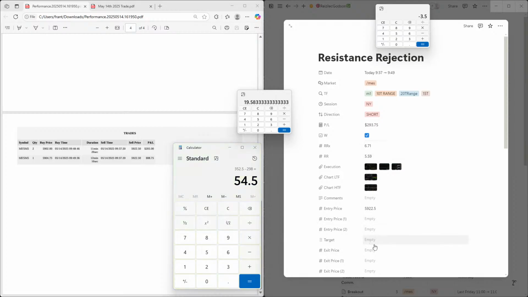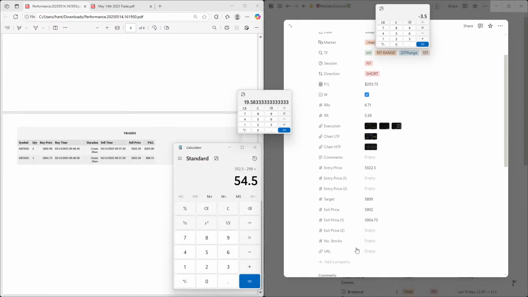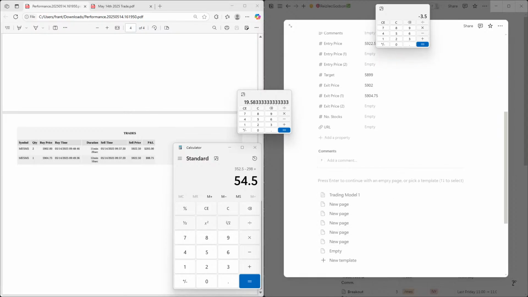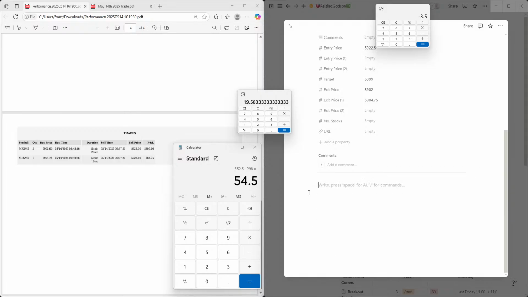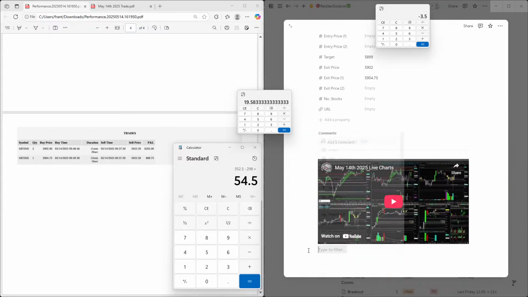Alright. Target point 5899. Exit price was 5902 and 5904.75. Alright, and let's add the video. I did do a YouTube video for it. Just gonna get the shareable link. Let's add it. Let's also add the PDF.